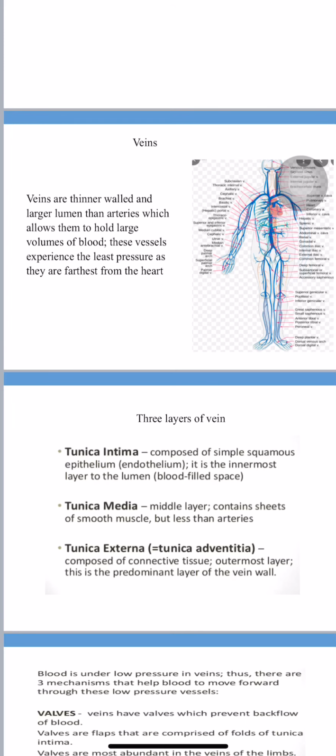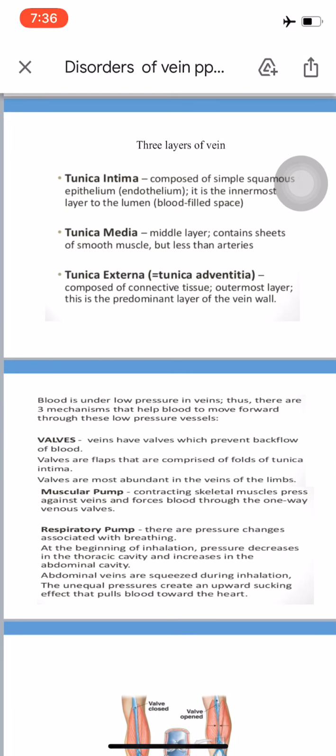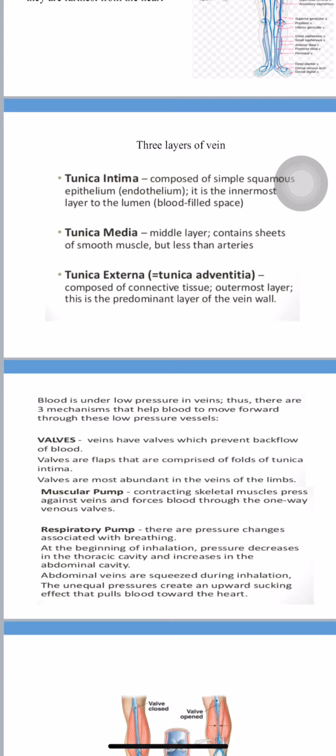So the vein has three layers, that is tunica intima, tunica media and tunica externa or tunica adventitia. Tunica intima is composed of simple squamous epithelium, and it is the innermost layer of the lumen. Next is tunica media. It is the middle layer which contains sheets of smooth muscle, and it is less than in the arteries. Next is tunica externa or tunica adventitia, the outermost layer, composed of connective tissue, and this is the predominant layer of the vein wall.